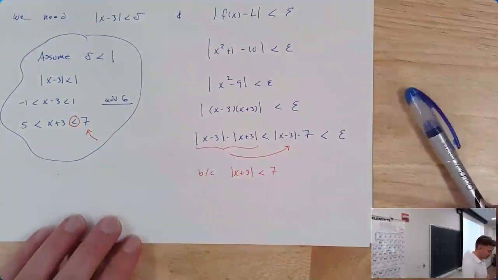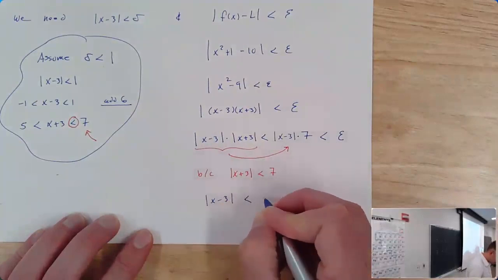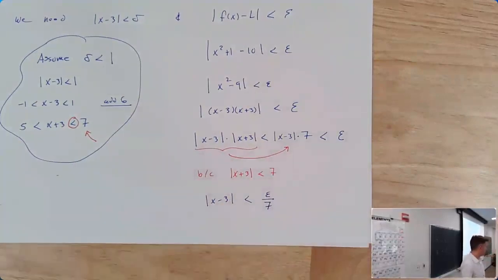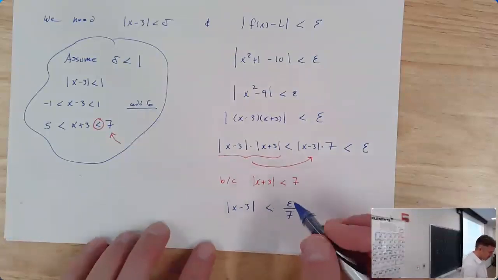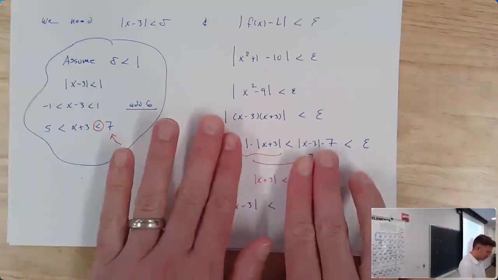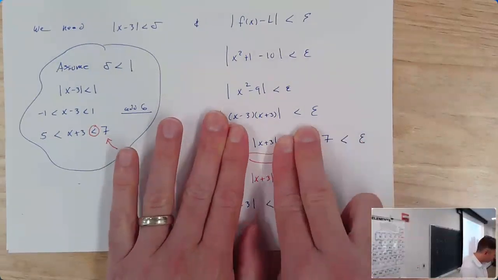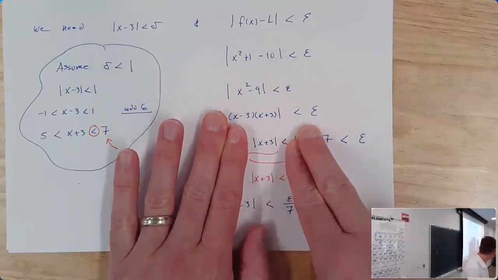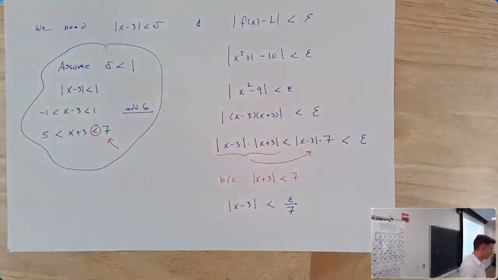So we're almost there. Then we can say that the absolute value of x minus 3 has to be less than epsilon divided by 7. So what's our delta? Oh, question. Why multiply by 7? We're not multiplying by 7, we're multiplying by the absolute value of x minus 3. I took that inequality, the absolute value of x plus 3 is less than 7, and multiplied both sides of that by the absolute value of x minus 3.